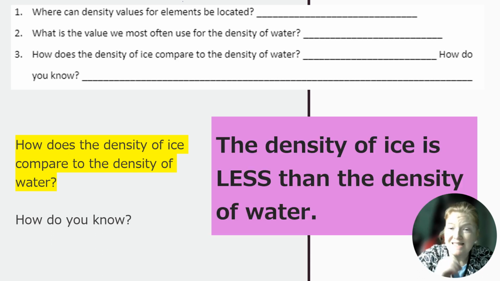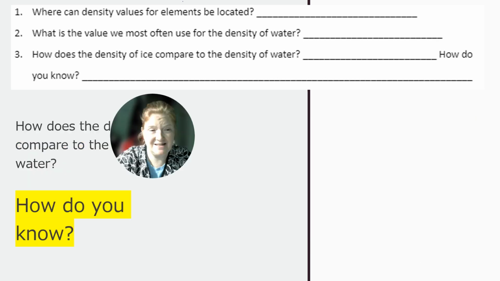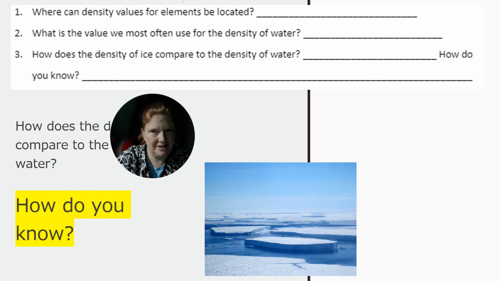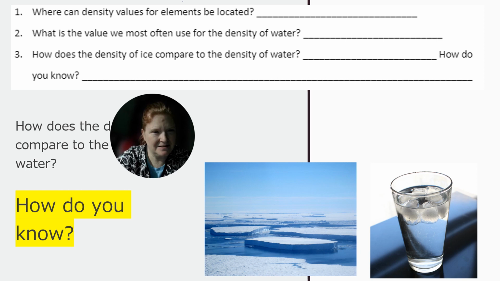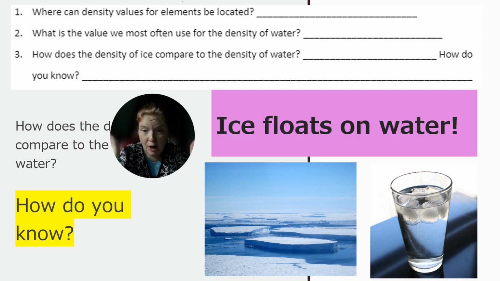The density of ice is less than the density of water. Now, the next part is, how do you know? Well, this, and this. Ice floats, right? If it floats, it must be less dense than water.